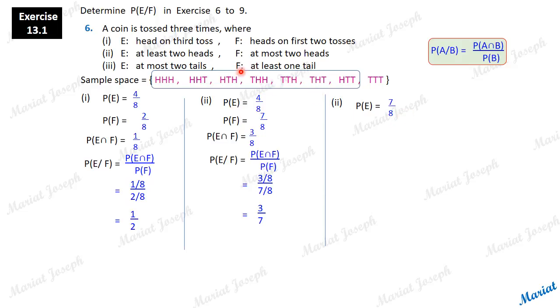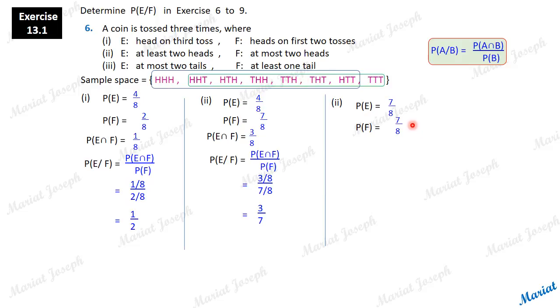Now, F is saying at least 1 tail should happen. At least 1 tail, that is 1 tail, 2 tails, 3 tails. Here, this green highlighted portion has at least 1 tail. Yes, 3 tails are there, 2 tails are there, 1 tail. All of these 7 have at least 1 tail. Only this one is exempted, which has no tail in it. So again 7 by 8.